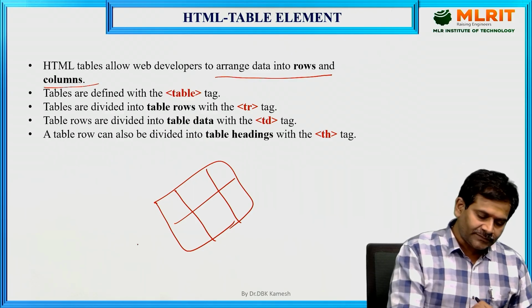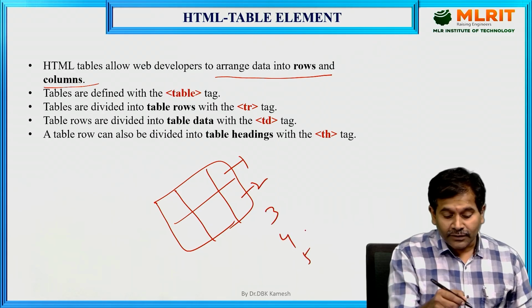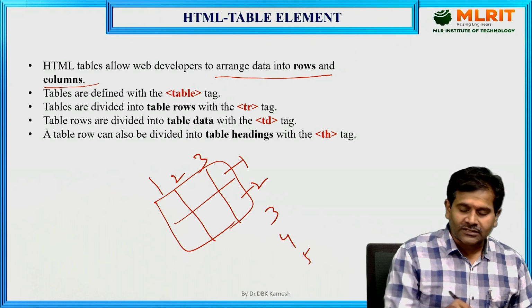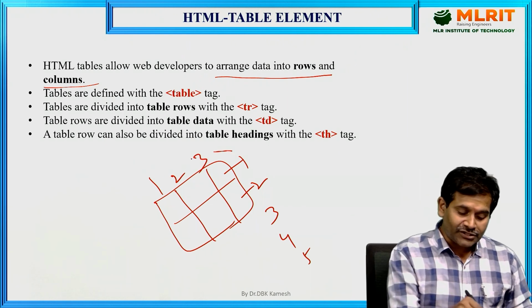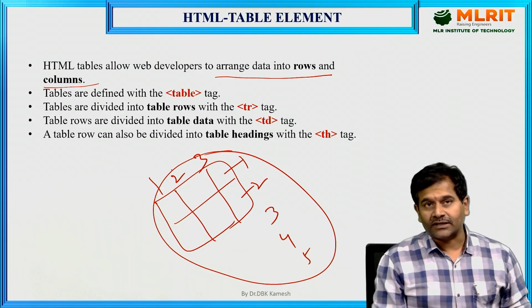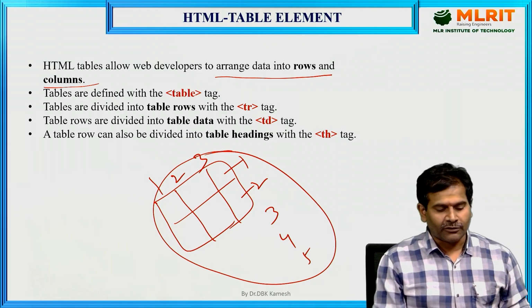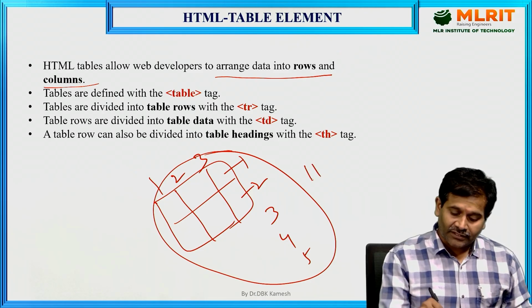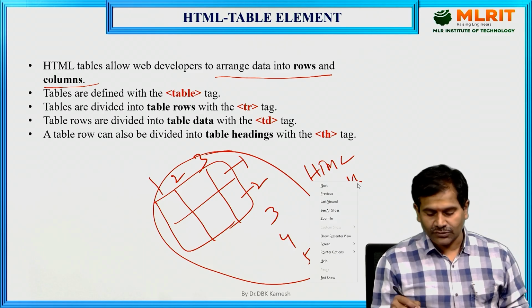So these are rows 1, 2, 3, 4, and so on. How many rows do you require? Then how many columns? 1, 2, 3. These are the columns. Rows and columns can be arranged in a sequential manner, which is useful for web development purposes when using HTML tables.